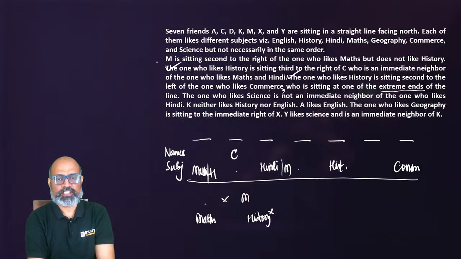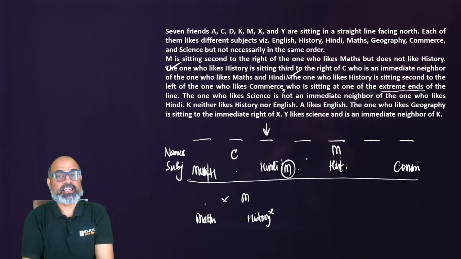Let's go to the first statement again. M is sitting second to the right of the one who likes maths. So suppose this is maths. This position is going to occupy maths. So M is sitting second to the right of maths. Second to the right of maths is, this is going to be M.